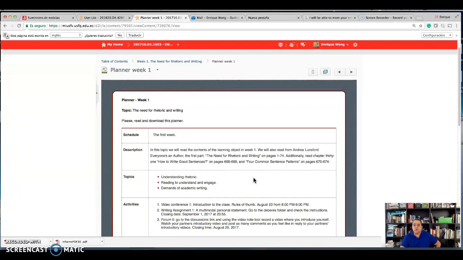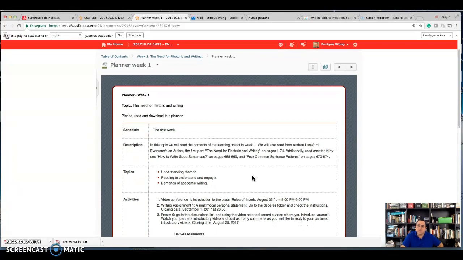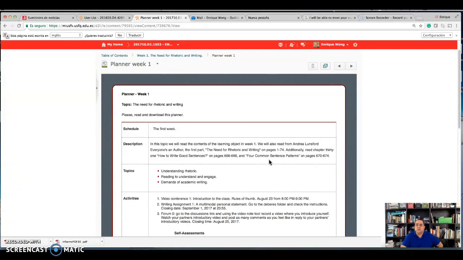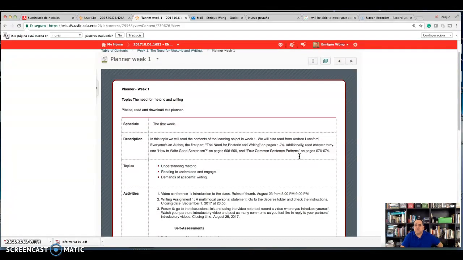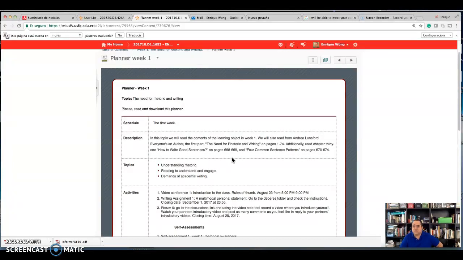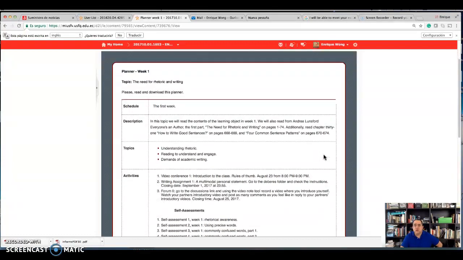And so in the first week, you have to read the learning object, and then you have to read the chapters from Everyone's an Author by Andrea Lunsford, The Need for Rhetoric and Writing, on pages 1 through 74. Additionally, you will read chapter 31, How to Write Good Sentences, on pages 668 through 669, and 4 common sentence patterns on pages 670 through 674. So you have here in the description all the pages. You don't need to read anything else, so everything is here.